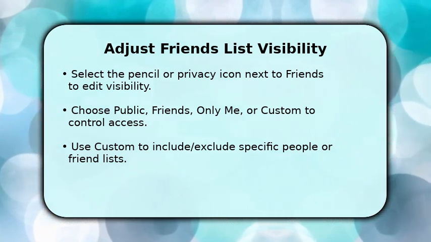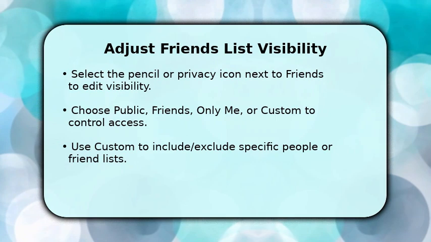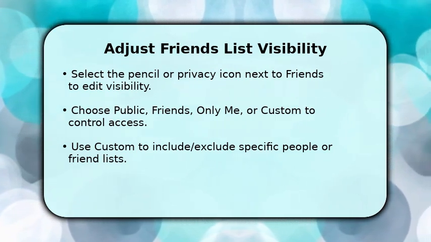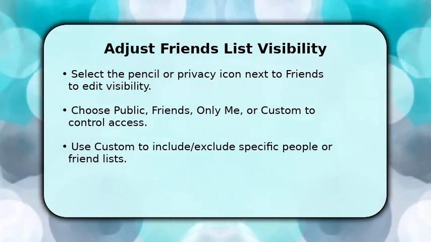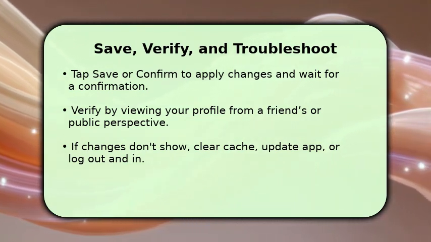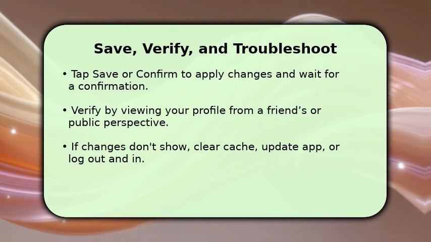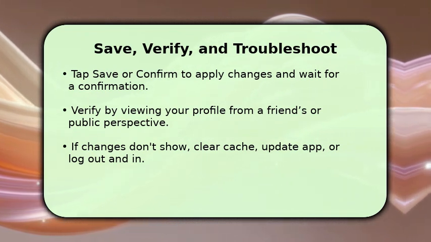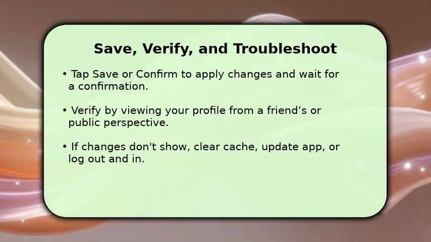Make sure to read the preview if available, so you understand exactly who will view your friends list. After selecting your preferred visibility, save the change and then verify it immediately by using View As or asking a trusted account to check your profile. This confirms the setting applied correctly and shows what others see.